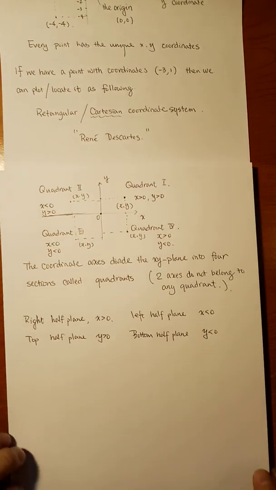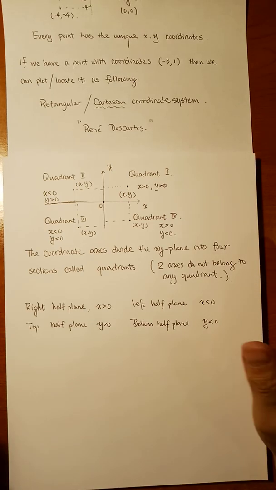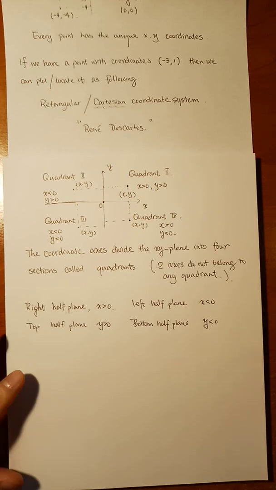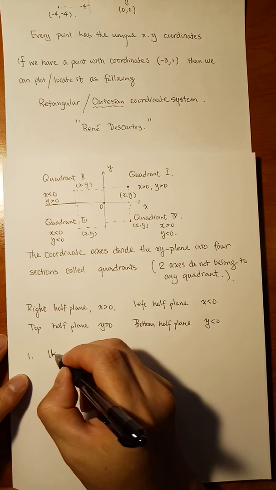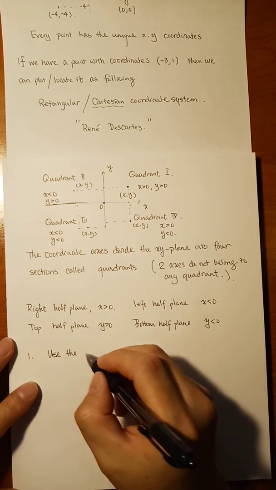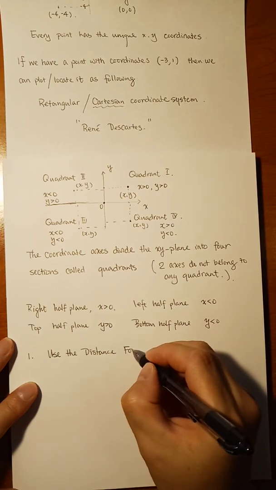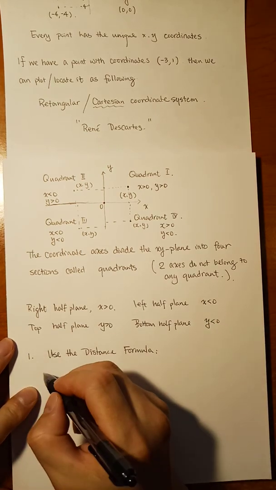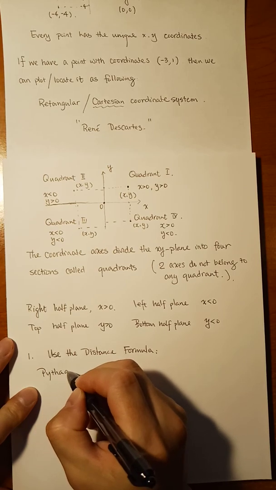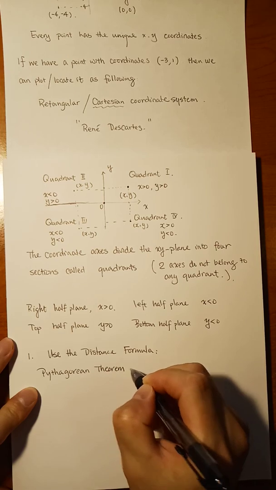All right, that's the general introduction to rectangular coordinates. I believe all of you are very familiar with this, so I just reviewed it quickly. Now let's see the first part: the distance formula. The distance formula comes from the so-called Pythagorean theorem.